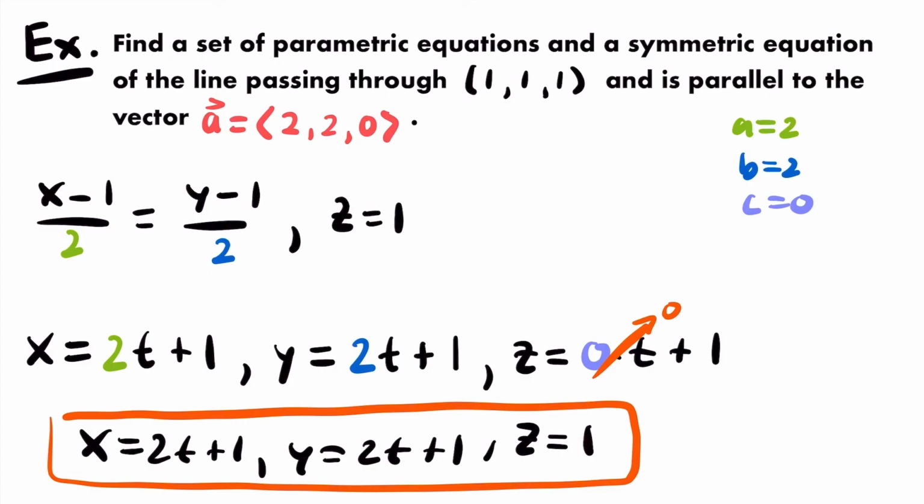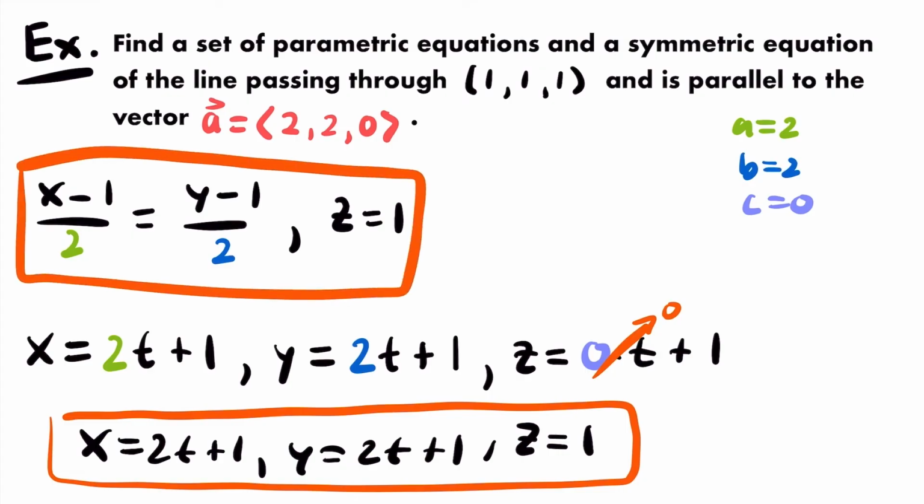That last part of our set of parametric equations, since z equals 1 doesn't contain t, it doesn't have that parameter, we can just tack that on to the end of our symmetric equation. So we have the two parts that are not problematic, and then we just have comma z equals 1. Okay, and so that would be how we would represent the symmetric equation of this line that is parallel to a direction vector where one of those direction numbers is 0.